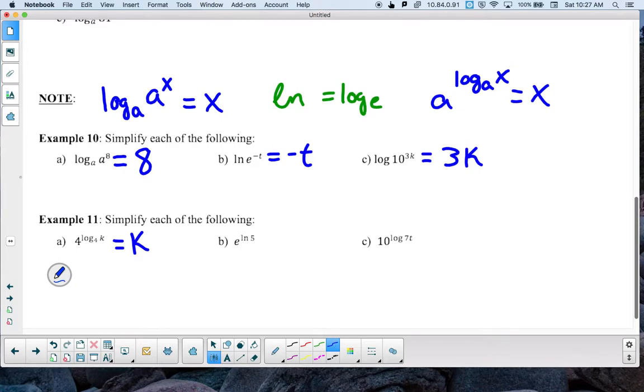Again, ln has the base of e, so this would be 5, and this one would be 17.